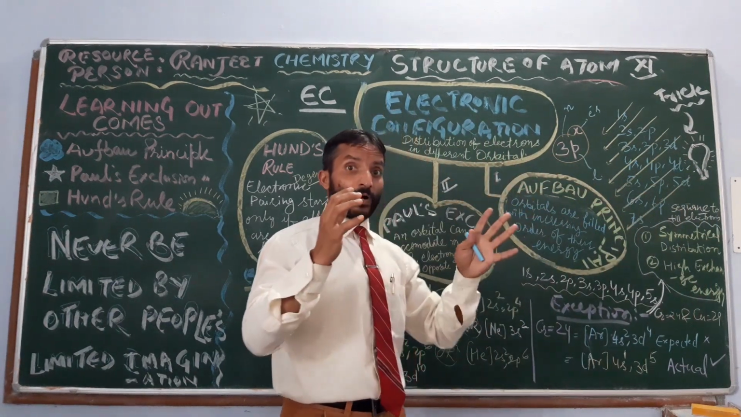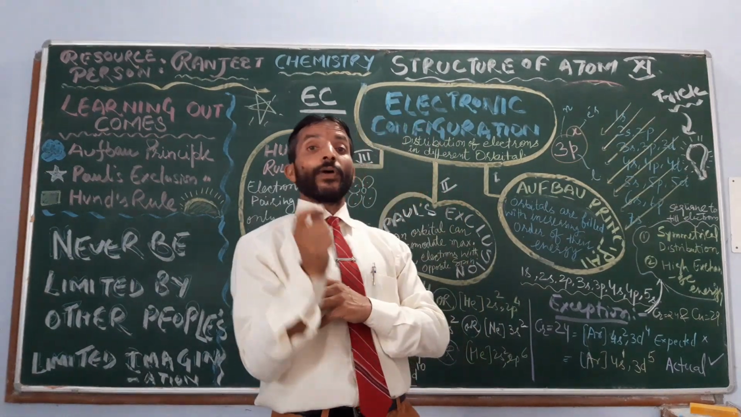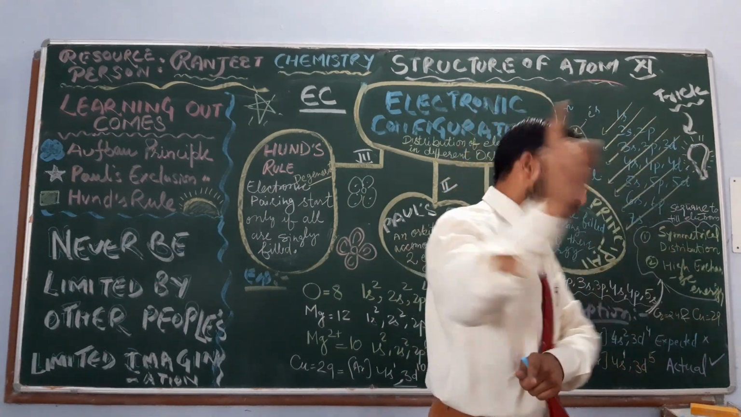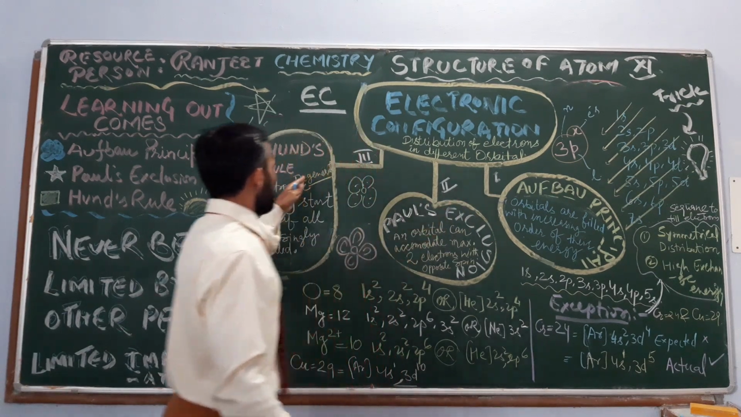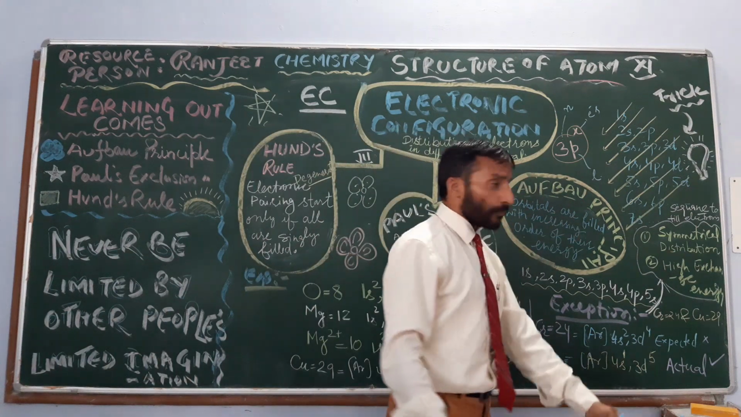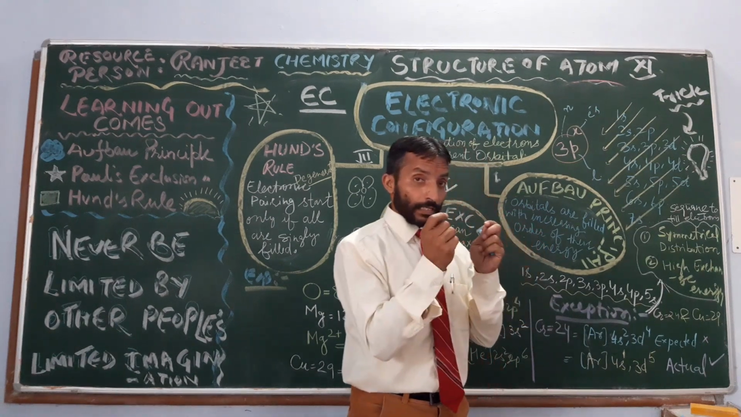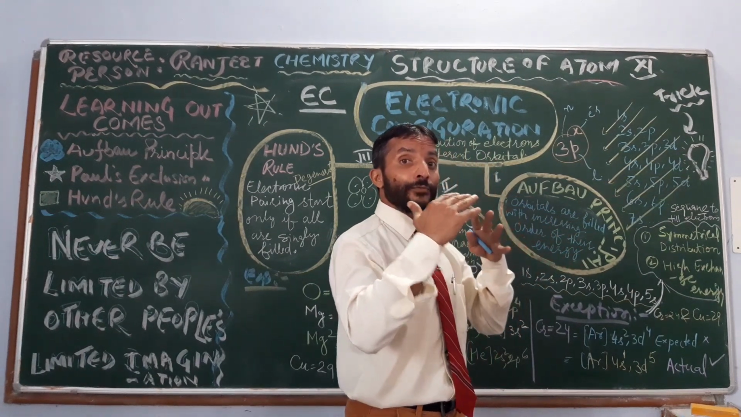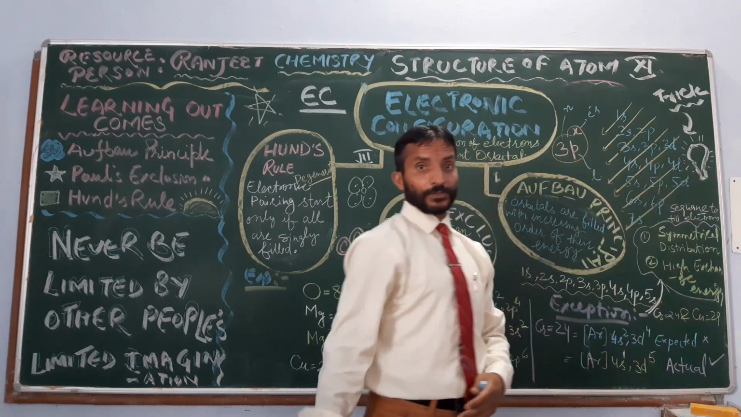So it is guided by three rules which should be considered when we distribute electrons in different orbitals. What are these? Aufbau principle, Pauli's exclusion principle and Hund's rule of maximum multiplicity. What is this Aufbau principle? It says that when we fill electrons in orbitals, the orbitals which have minimum energy are filled first, followed by higher energy orbitals.